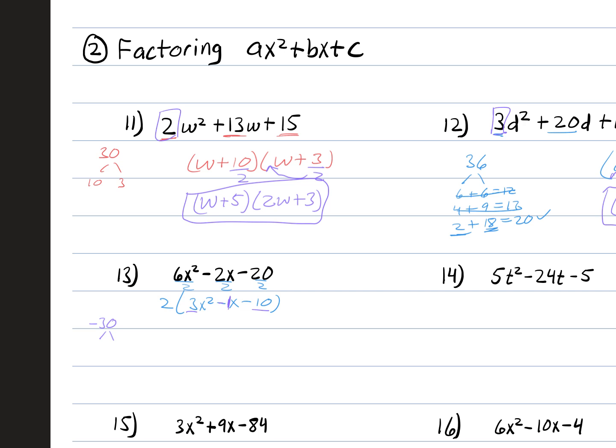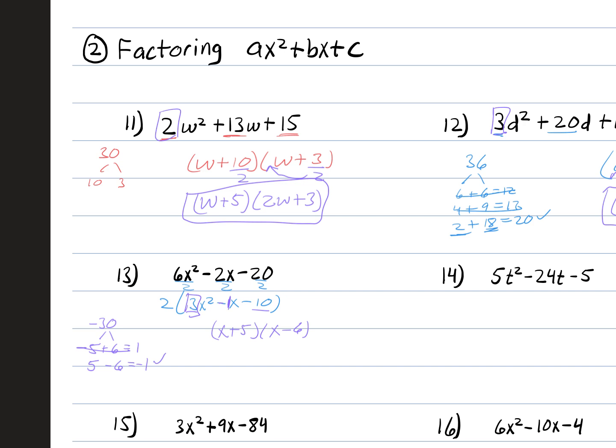Well, I know factors of 30 are going to be 5 and 6. All right, so let's see what happens. I want to make one of them negative, one of them positive, if I want to multiply to a negative. All right, if I do negative 5 plus 6, that's going to get me a positive 1. Not what we're looking for. If I do 5 minus 6, that's negative 1. That is what we're looking for. So it's going to be x plus 5 times x minus 6.